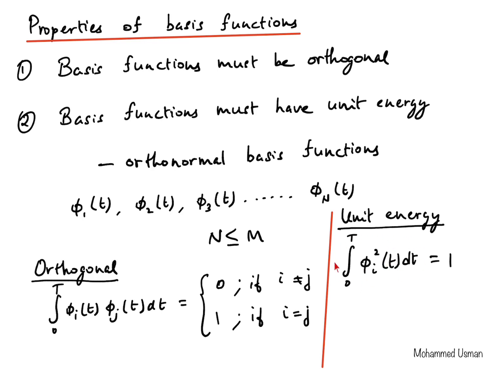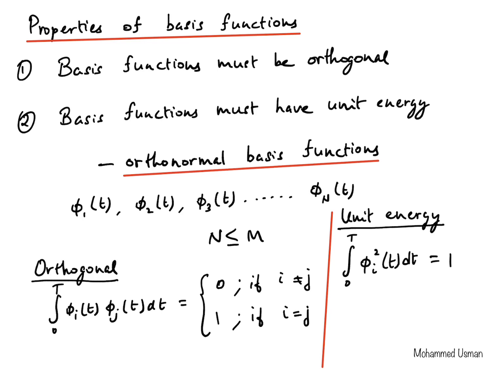That's the definition of energy. The integral of the squared function over 0 to T, over the duration of the function, is called the energy. And if it's equal to 1, we call it a function having unit energy. So now we have defined what these properties mean: what is the meaning of orthogonal, what is the meaning of unit energy, and thereby what is the meaning of orthonormal basis functions.